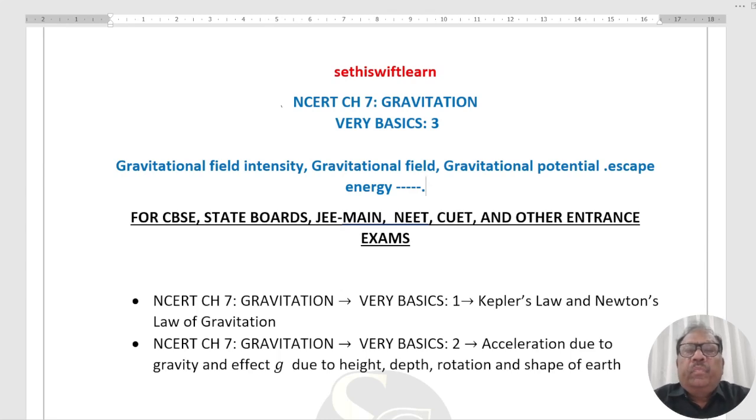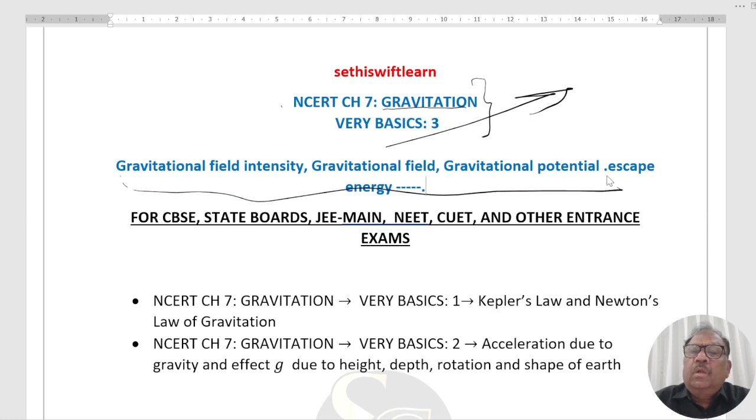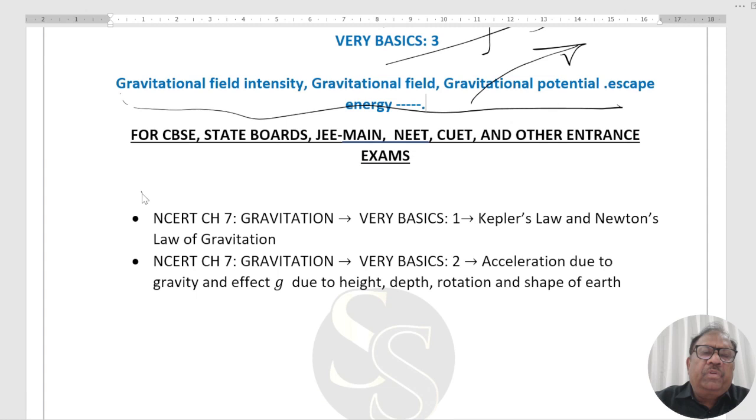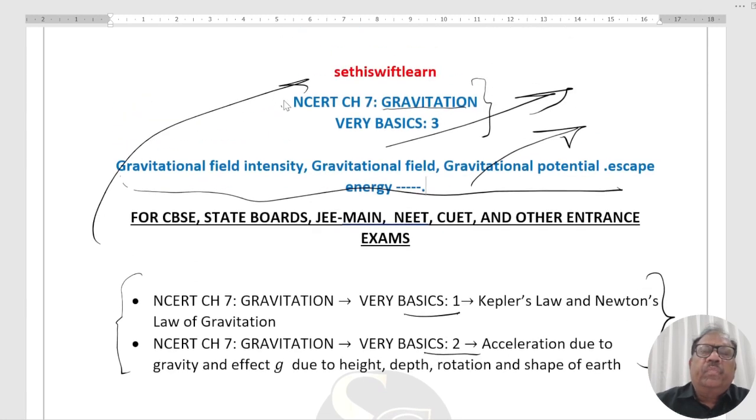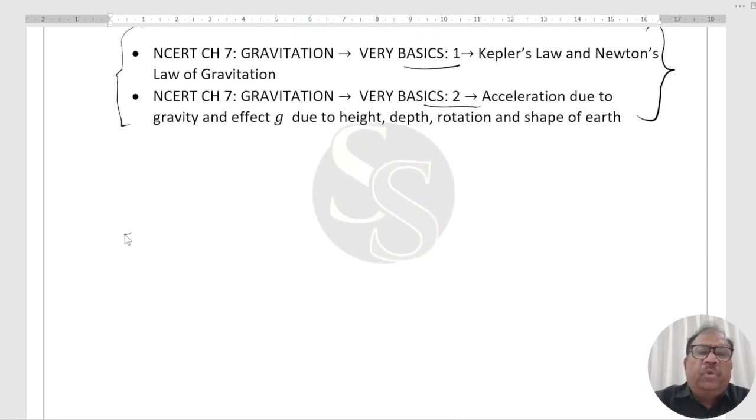Hello students, in today's session of NCERT Chapter 7, Gravitation, further very basics will be clear on these topics through illustrations. In earlier sessions, we have discussed very basic 1 and very basic 2 on these topics, which you can review on Sethi Swift Learn.